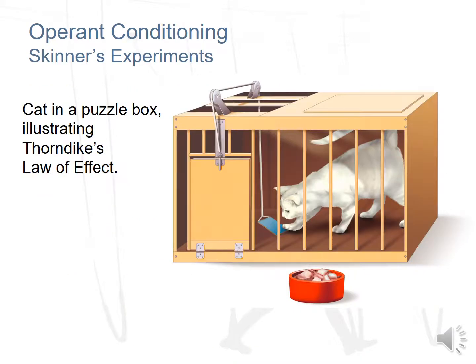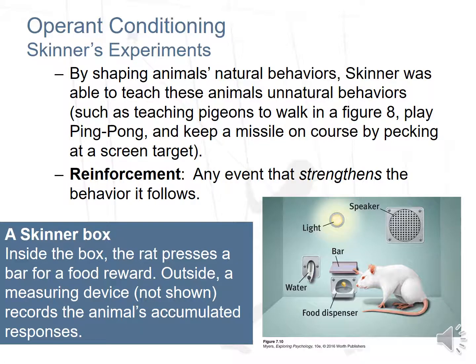Here's an example of a cat in a puzzle box illustrating Thorndike's law of effect. The cat will realize that if the cat wants out of the box and it can press on that particular lever, that the door will open. By shaping animals' natural behaviors, Skinner was able to teach these animals unnatural behaviors, such as teaching pigeons to walk in a figure eight, play ping pong, and keep a missile on course by pecking at a screen target.